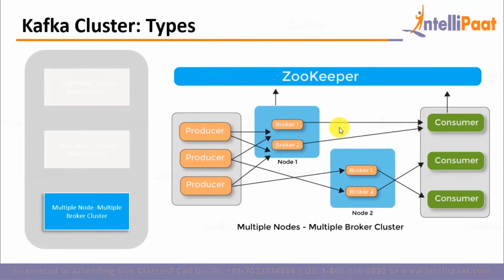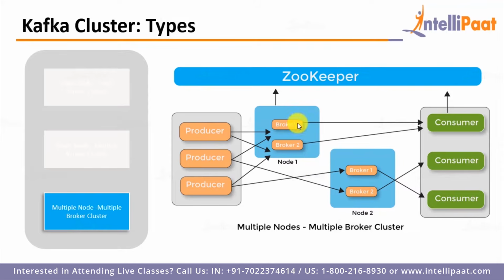And then we have a multiple node multi-broker cluster. When it comes to a multiple node multi-broker cluster, we have more than one node, or in simple terms, more than one system, and in each system, we've got multiple brokers present inside it. As we see over here, this is system 1 and system 2, or node 1 and node 2. Inside node 1, we've got broker 1 and broker 2, and similarly, inside node 2, we've got broker 1 and broker 2. These producers send their messages to node 1 as well as node 2. Similarly, over here, this consumer consumes messages from this node, and these two consumers consume messages from this node over here. So this is how a multiple node multi-broker cluster works.